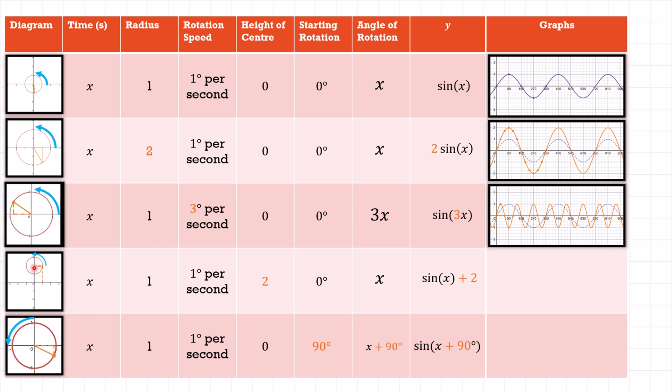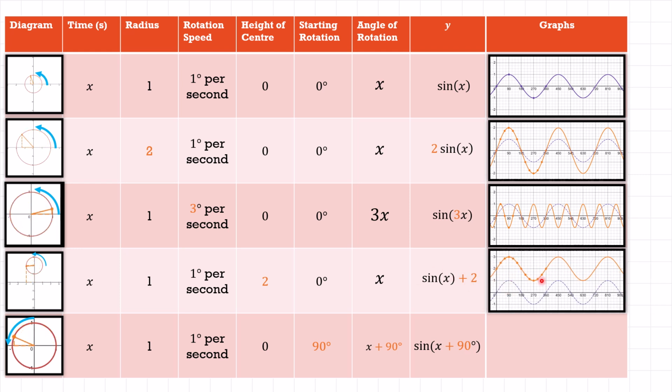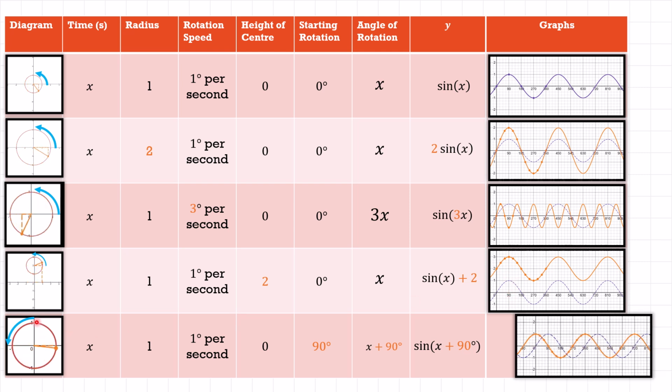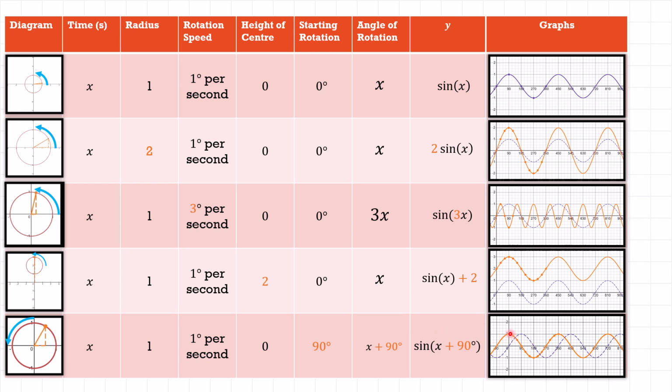If we change the height of the circle, which means we're adding 2 after the sine function, that would change the entire graph to be translated upwards. And finally, if we start the rotation somewhere else, then the initial value will not be 0 like it is in all of these cases, but it will actually be something else depending on what the y value of that point is at the start.